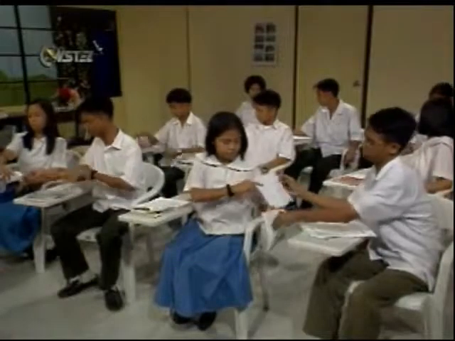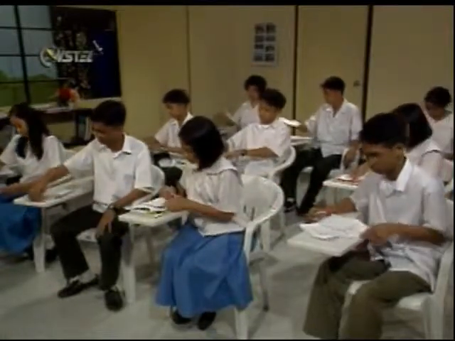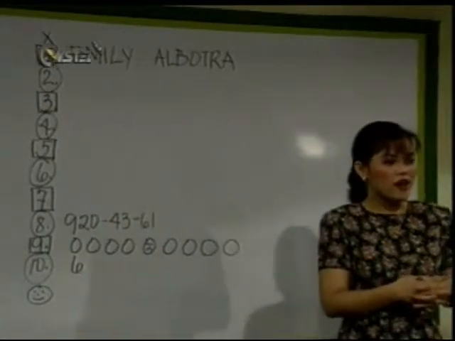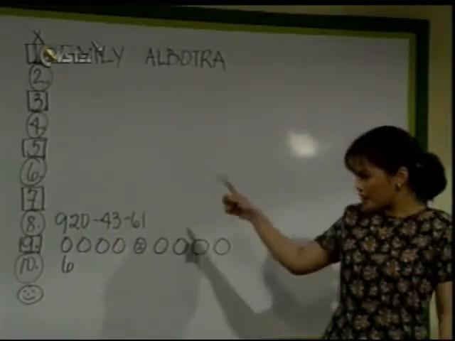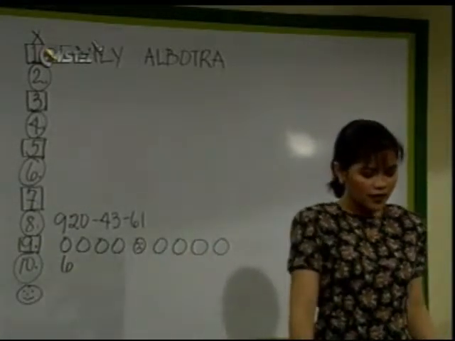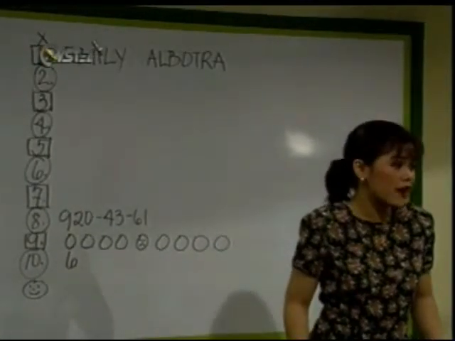Let's see what the class is doing now. Now class, exchange papers with your seatmates and then check what he or she did. The answer key on the board will help you to evaluate your own answers. The highest number of points you can get is 10, 1 point for each number. Class, remember you are to help find the winner.